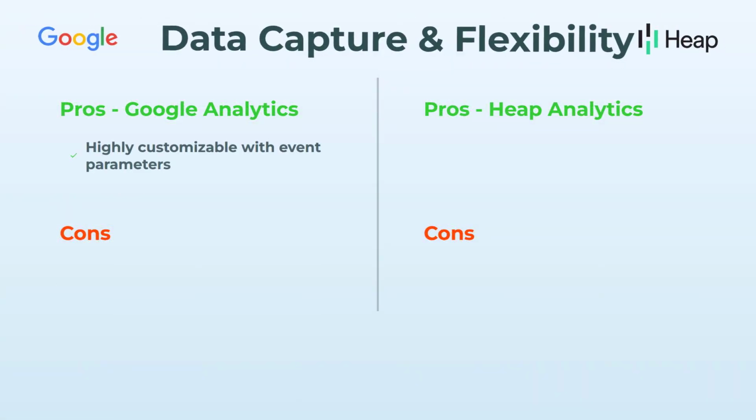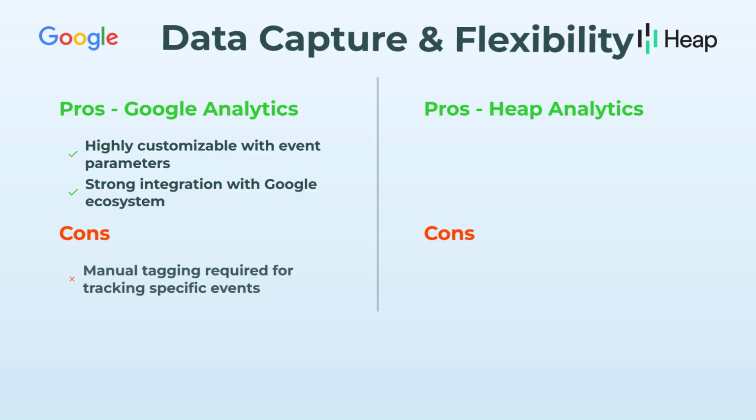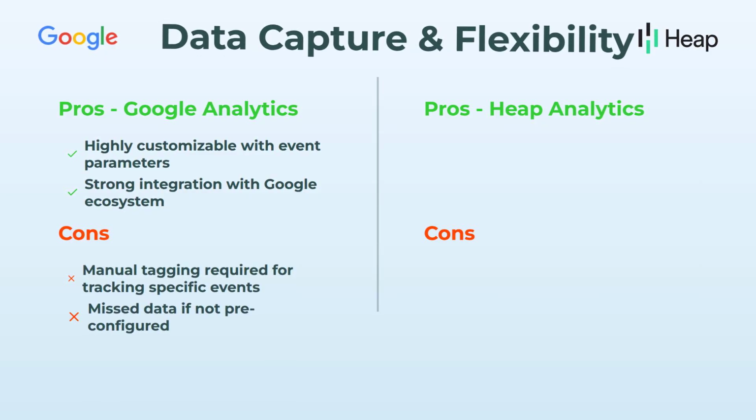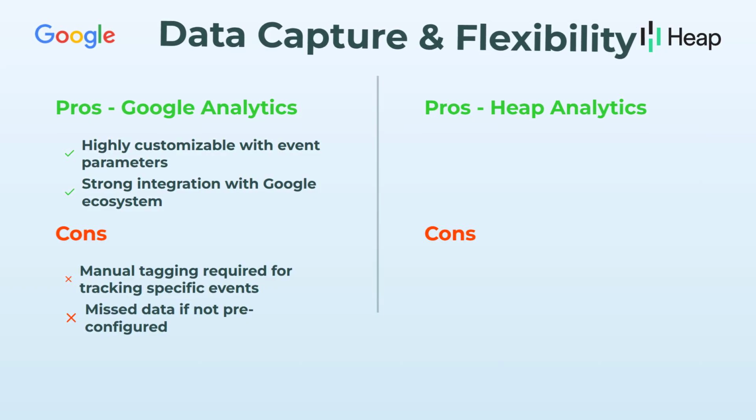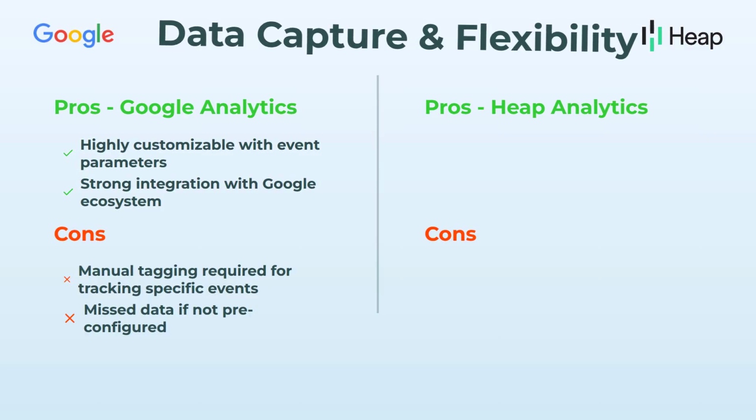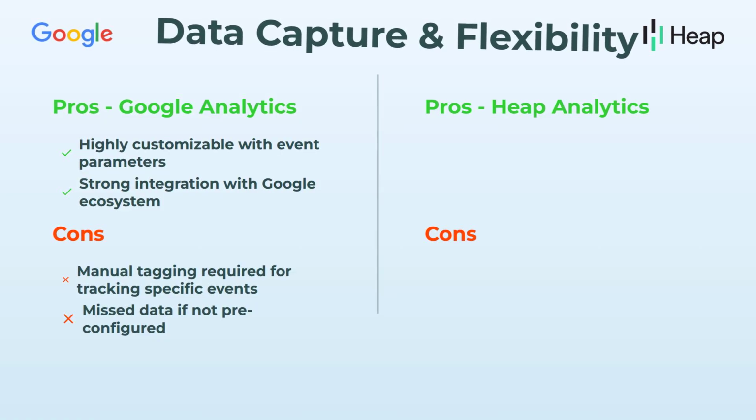All right, data capture and flexibility. Google Analytics wins for customizability. Like, you can go wild with event parameters. And if you're already living in the Google ecosystem, it all fits together just right. Still, a big hiccup is you need to manually tag events. And if you forget, boom, missed data, no retroactive magic.